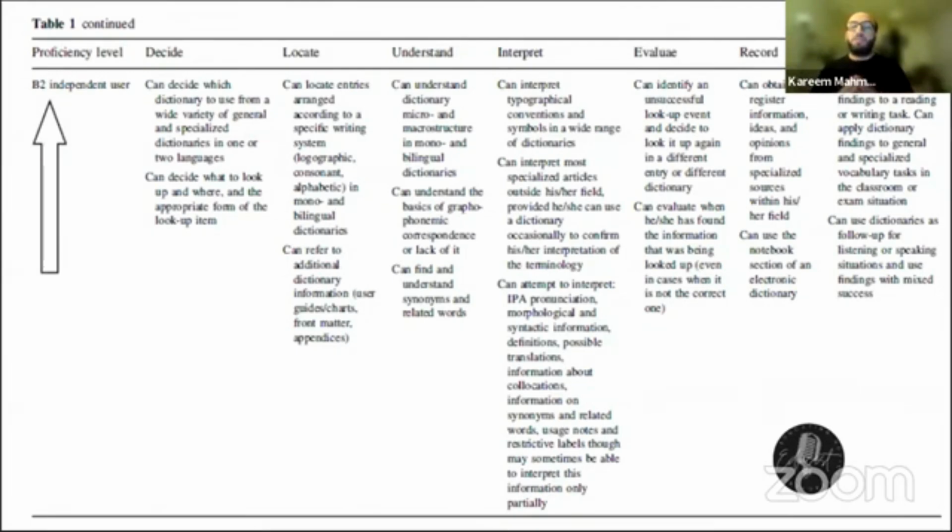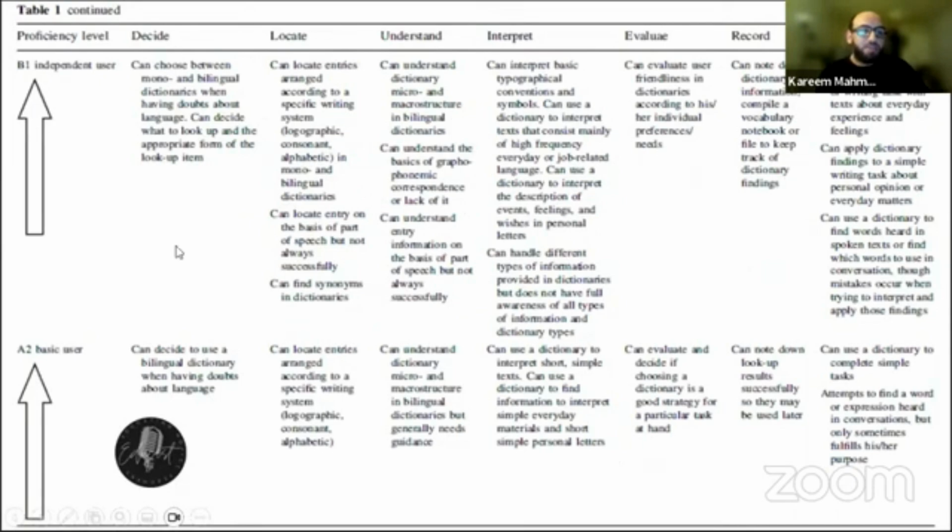They can identify, for example, any unsuccessful lookup event and decide to look again for a different entry. If they are not successful at the first attempt, they still can try again. But the lower levels cannot. So if they are trying to identify a word and they cannot, they will simply close it. Failed. Mission unaccomplished. So, going deeper to the lower levels, you have the B1 and the A2. For example, if you go to the A2, they can decide to use a bilingual dictionary.